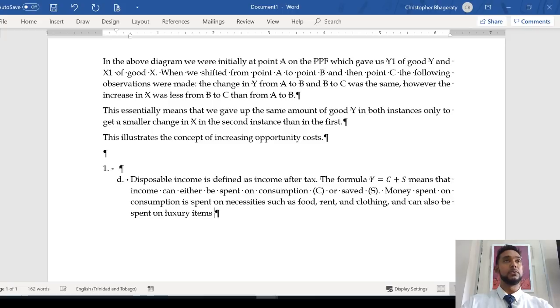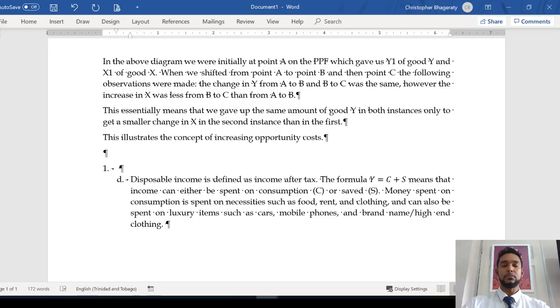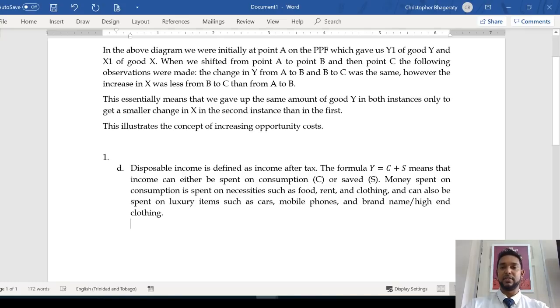What are some examples of luxury items? Cars, mobile phones, all right, I'm okay with that. And one more, very quickly. Brand name or high-end clothing, I could agree with that. So money spent on consumption is spent on necessities such as food, rent, and clothing, and can also be spent on luxury items. Let me take out the paragraph markers to declutter this. So we've explained that one choice.